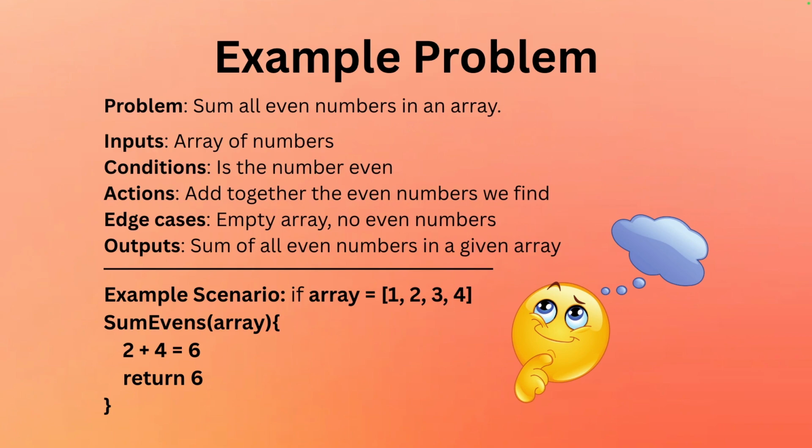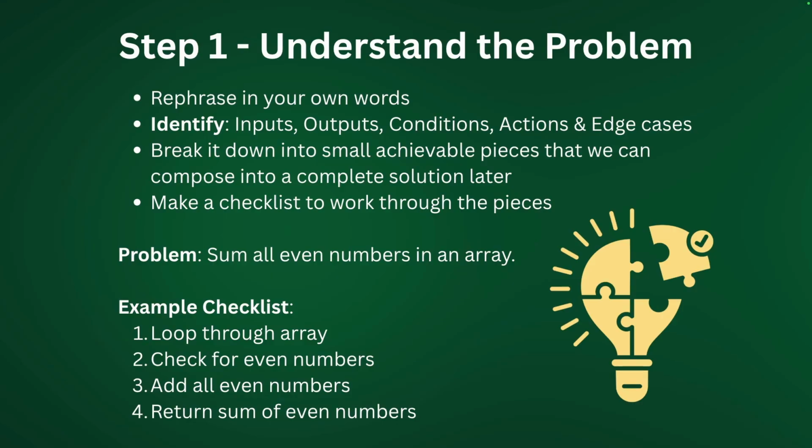Let's apply this to a simple problem. Write a JavaScript function that takes an array of numbers and returns the sum of all even numbers. We need to identify the inputs, conditions, actions, edge cases, and outputs required. For example, if the input is 1, 2, 3, 4, the output should be 6, because 2 plus 4 equals 6.